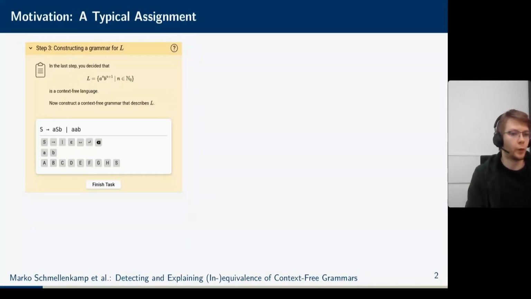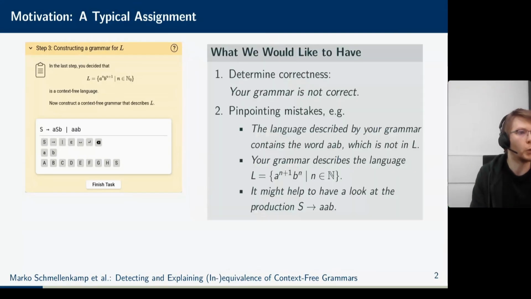And the question is, what should the system answer now? We would like the system to give feedback on this task. Ideally, the system can determine the correctness, like is the grammar correct, and also give some feedback and explanation on mistakes, like pinpoint the mistakes.